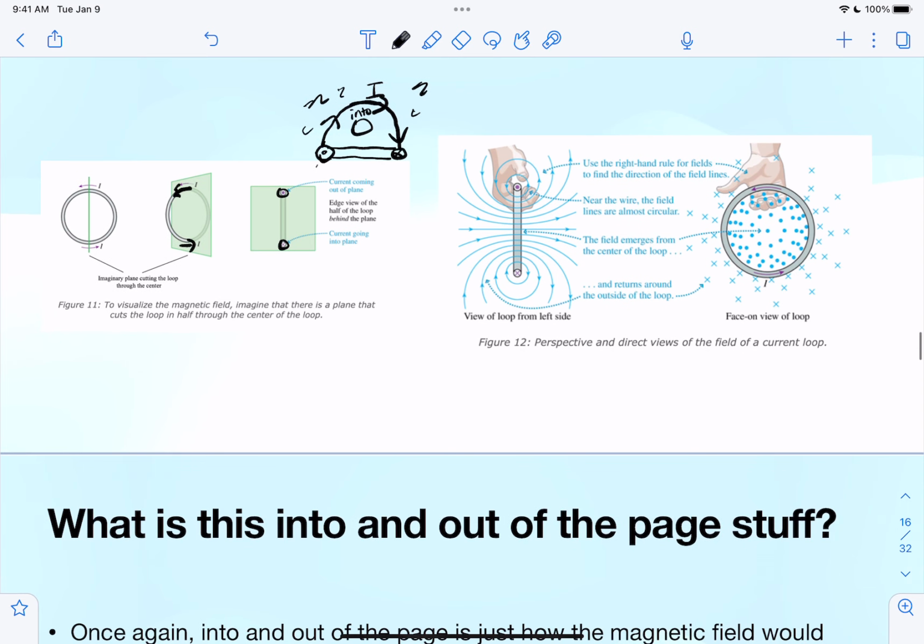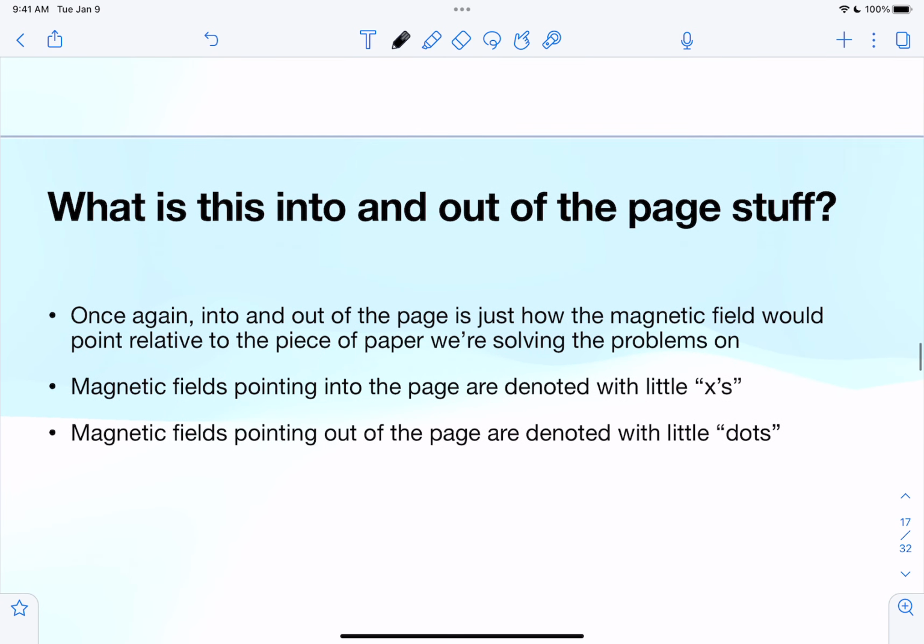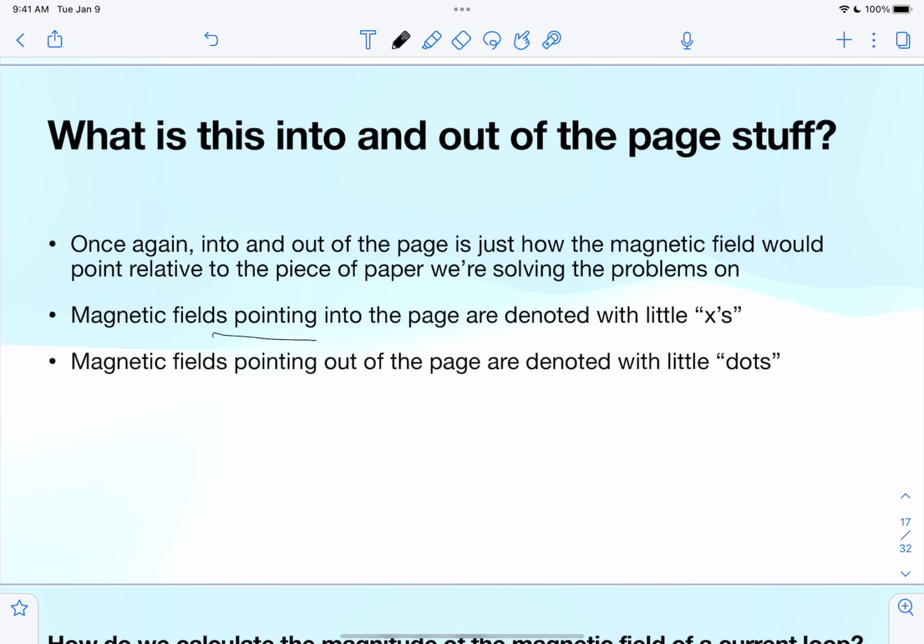Okay. That's the idea there. Like I said, pointing into the page is denoted by little X's, pointing out of the page is denoted by little dots. And I already mentioned this earlier, into and out of the page is just talking about how the magnetic field would point relative to the piece of paper we're solving the problems on.